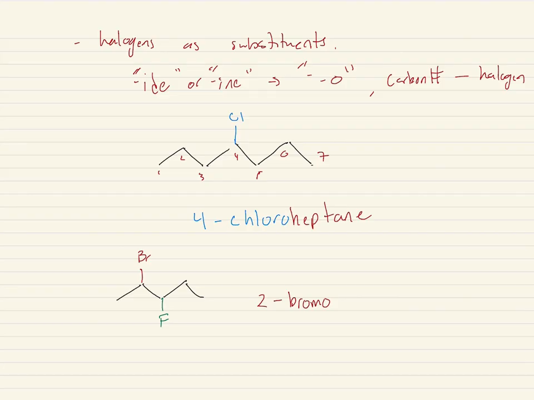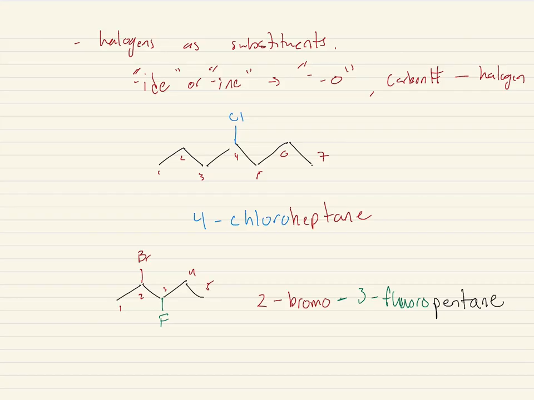Then we have another dash, 3, because on the 3rd carbon we have a fluorine, and fluorine becomes fluoro. And what's the name of the parent chain here? Pentane. Right, 2-bromo because we have it on the 2nd carbon, 4, 5.